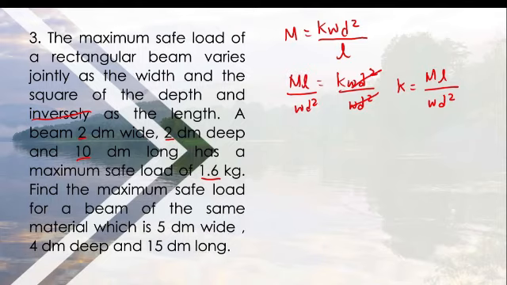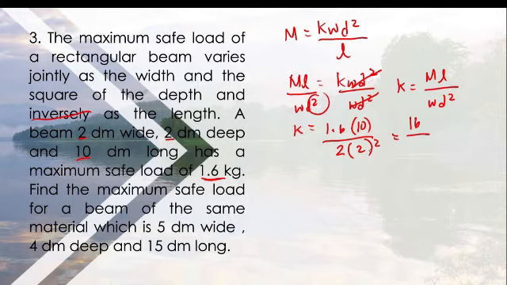So, tsaka tayo kukuha ng constant by substitution. Ang maximum safe load natin, ang first given ay 1.6. Tapos, ang length natin ay 10. Over, the width is 2. And then, the depth is 2 also, square. Kasi may square siya dun sa formula. Simplify, 1.6 times 10 is 16 over 2 squared is 4 times 2 is 8. Then you divide, 16 divided by 8, nadi-divide naman siya. So, simplify natin as 2.